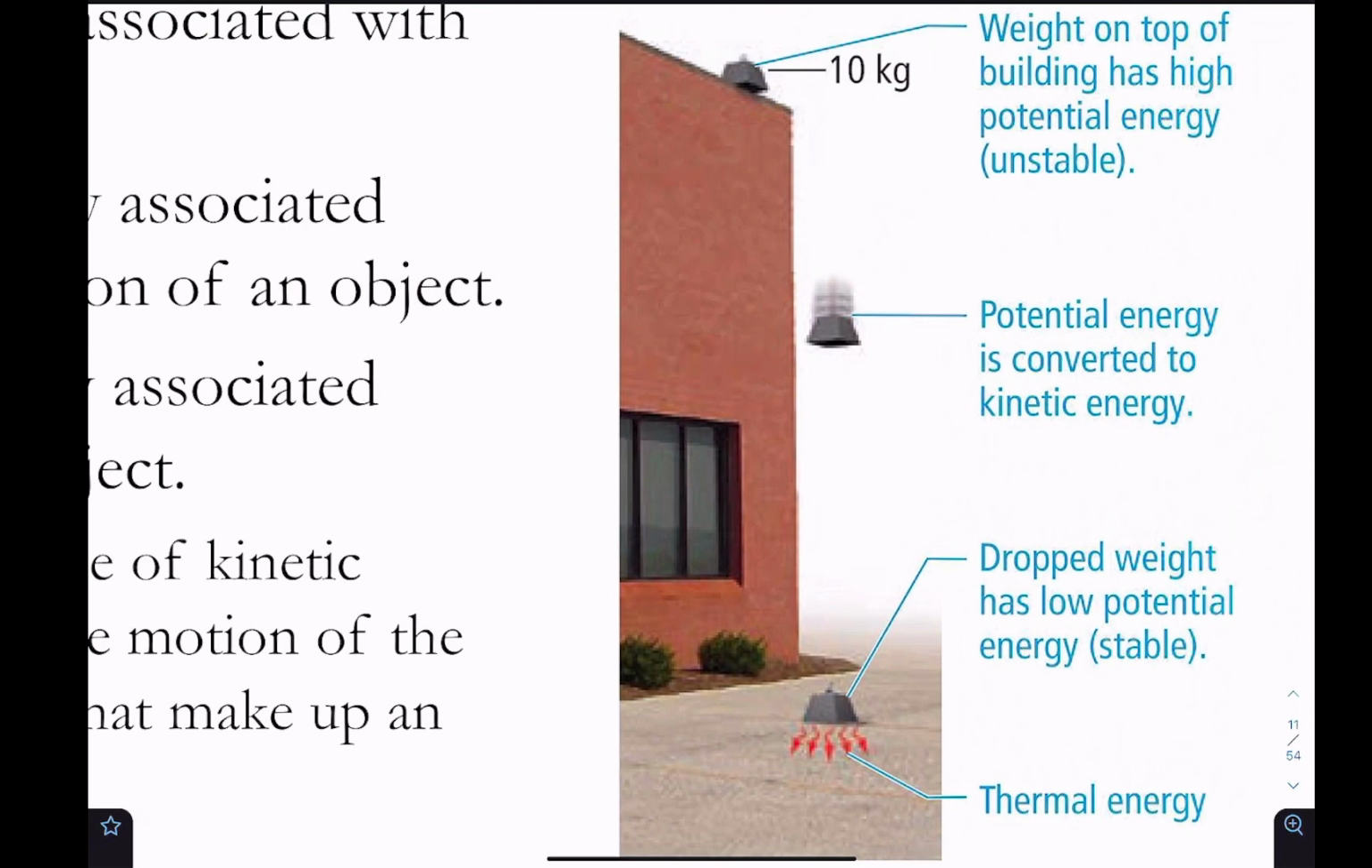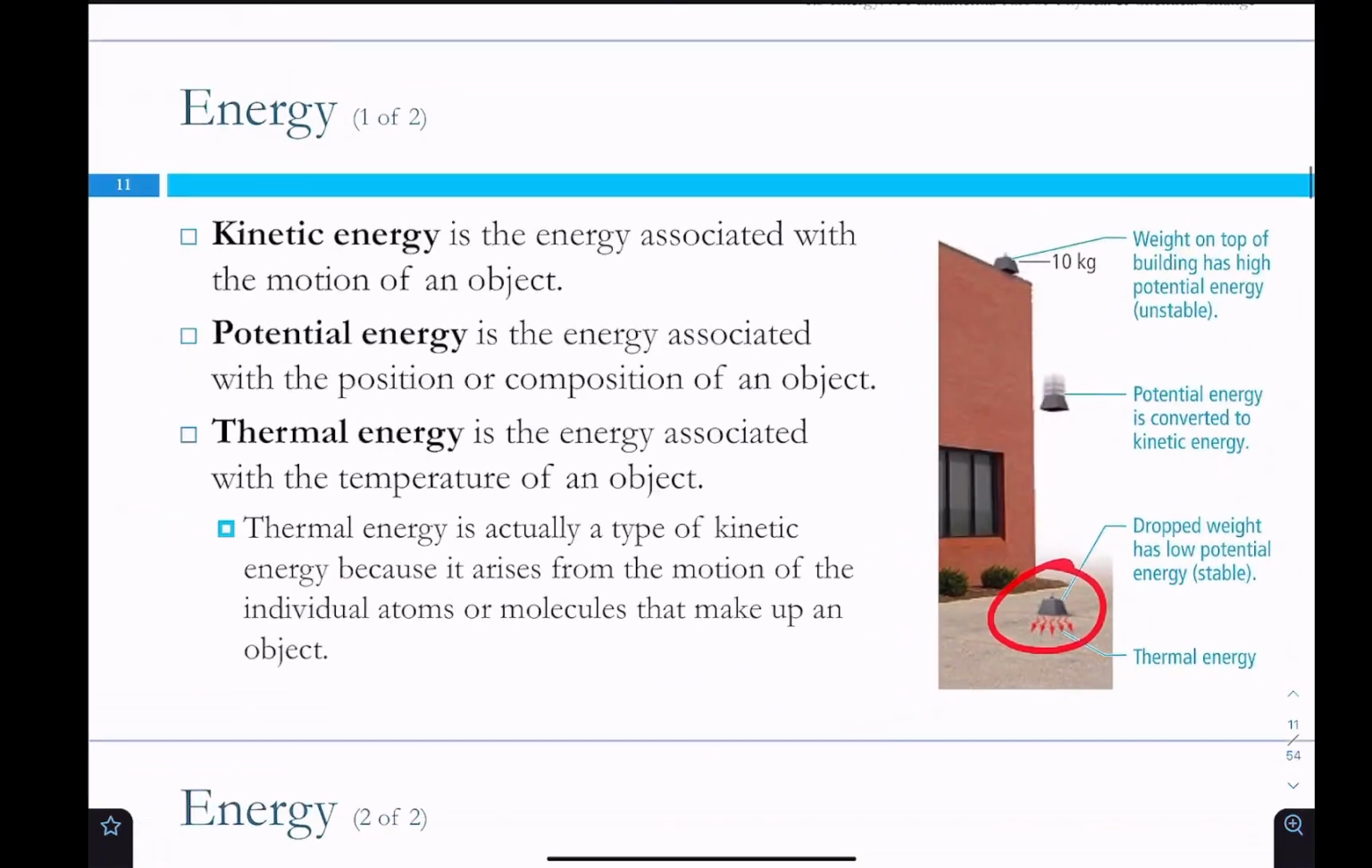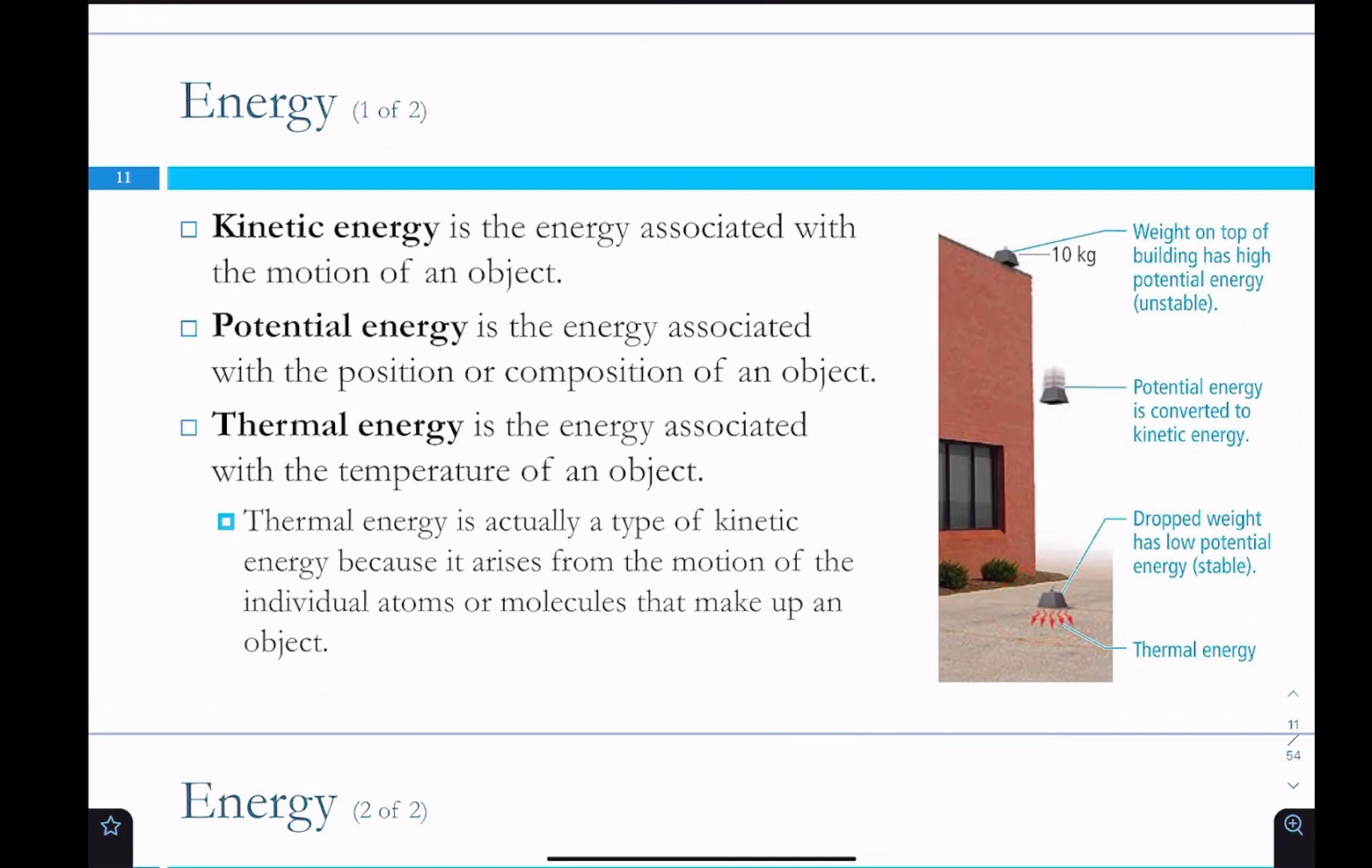And it's accelerating at, was it 9.8 meters per second squared towards the Earth. And then as soon as the weight hits the ground, now it's converting that kinetic energy into thermal energy. So even when you drop something and it hits the ground and it stops moving, that energy didn't just disappear. It just got converted into thermal energy.